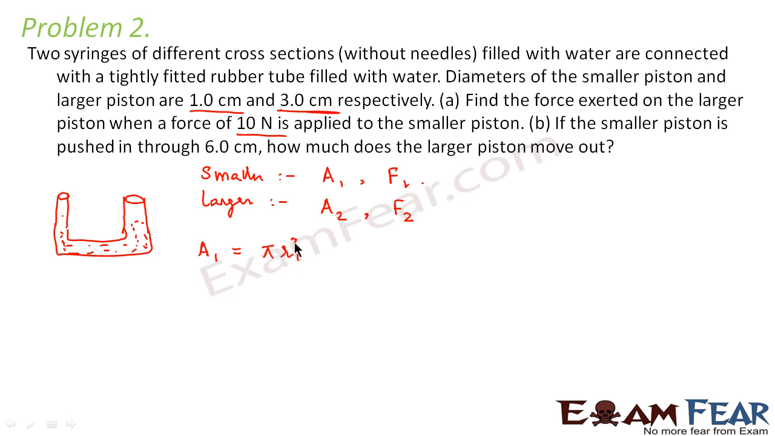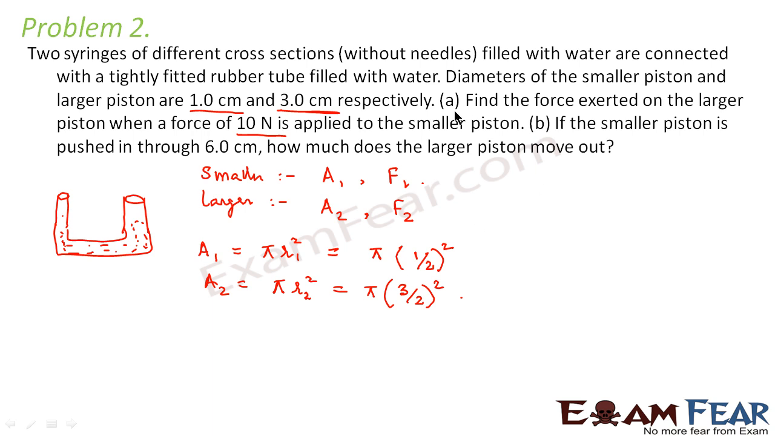So what is given in the question, according to the question, A1 is equal to cross-sectional area, which would be pi r1 square, and the diameter is given as 1 centimeter. So this is not radius, basically diameter is given, so we can say radius would be 1 by 2, squared. Similarly, what is A2? A2 would be pi r2 square. Now what is r2? That is 3 by 2, squared. So these are the cross-sectional areas.